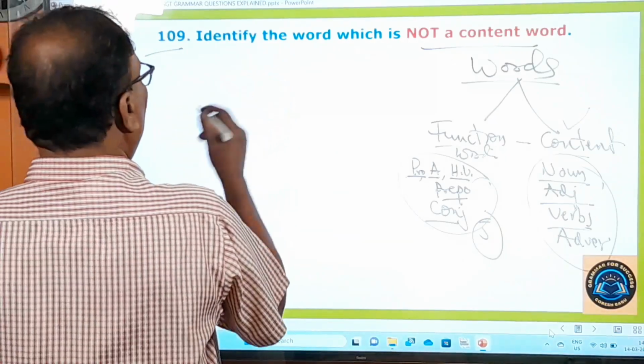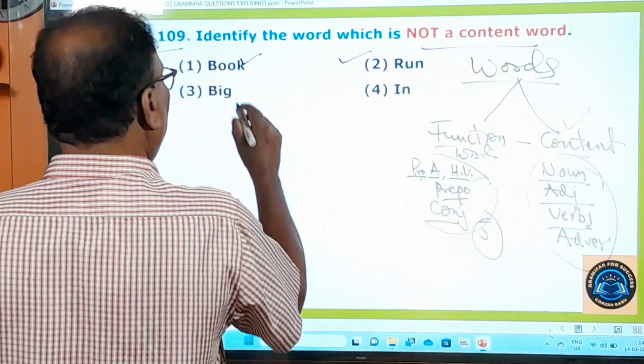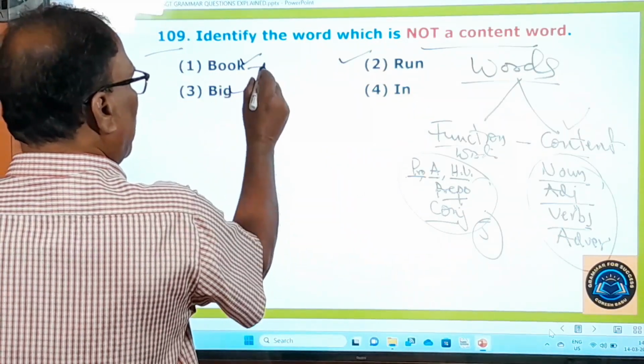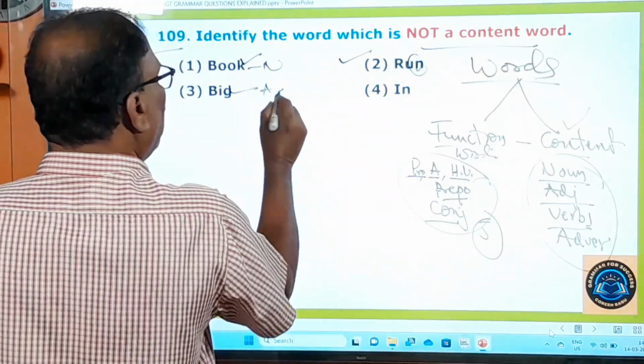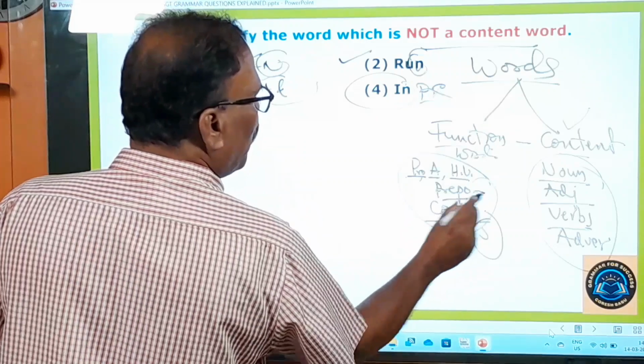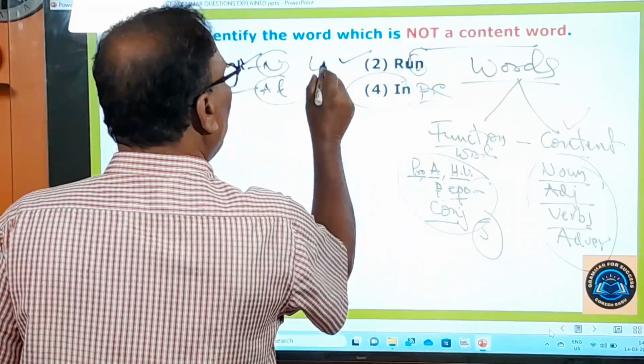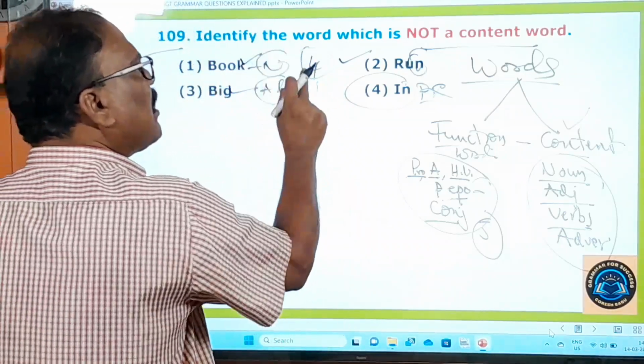And here it is not a content word. Book is a content word. Run is a verb, it's a content word. Big is an adjective, it's a content word. It's a noun, it's a verb, it's an adjective. These are all content words. But "in" is a preposition. All prepositions are function words. They are not content words. So here, the fourth one is the right one because it's not a content word, right?